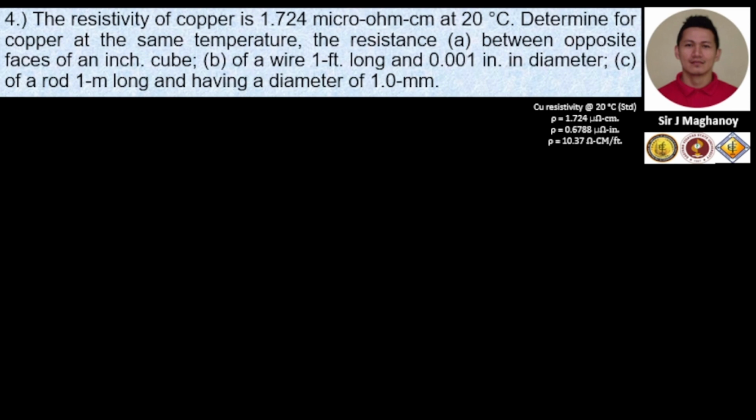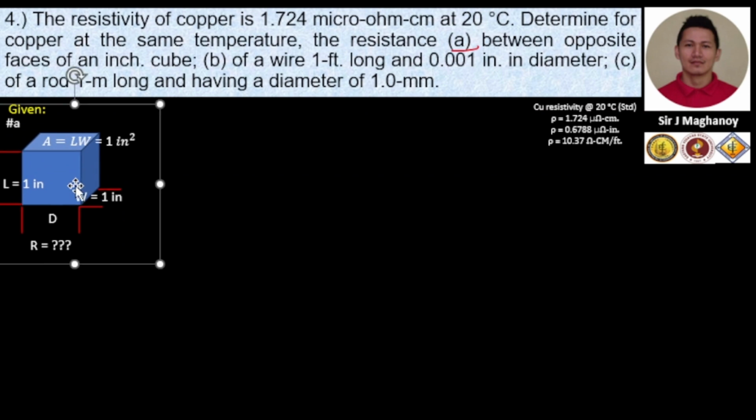letter A. So for problem letter A, let's check the given parameters. For A, an inch cube with a width of 1 inch and a length of 1 inch. To get the cross-sectional area of an inch cube, you have to multiply the length and the width, which is equal to 1 square inch. And for the resistance, R is unknown.